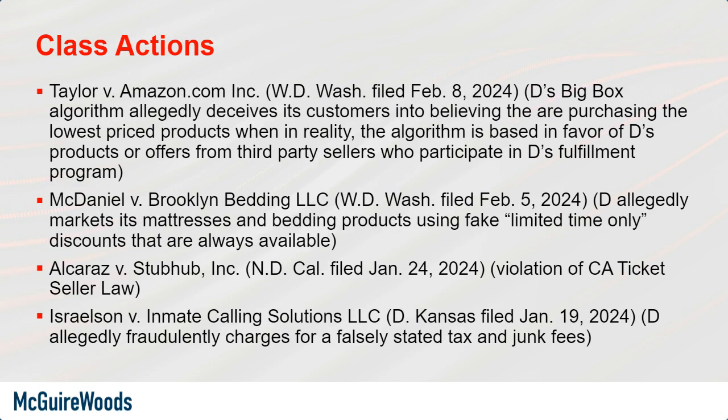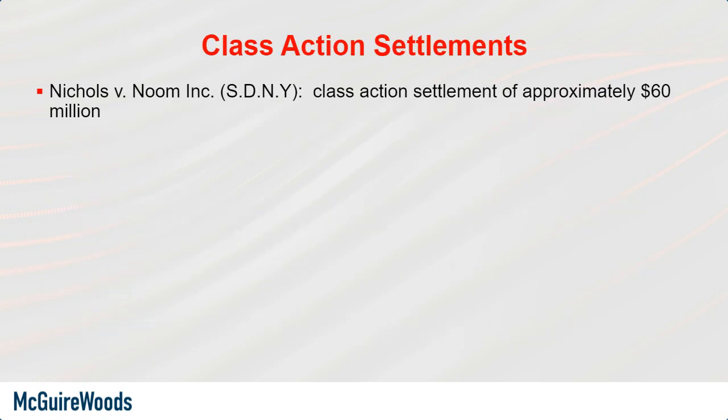And that one against Amazon about the Buy Box algorithm is going to be one to watch. But then you have the false reference pricing for Brooklyn Betting. And then some other ticket issues. So there's a lot out there. There haven't been a whole lot of class action settlements, in part because when you're dealing online, you're dealing with arbitration provisions, you're dealing with class action waivers, which come into play. But there has been a big one against Noom, a class action settlement of approximately $60 million within the last couple of years. And with that, I'm going to skip ahead to the negative option rule.